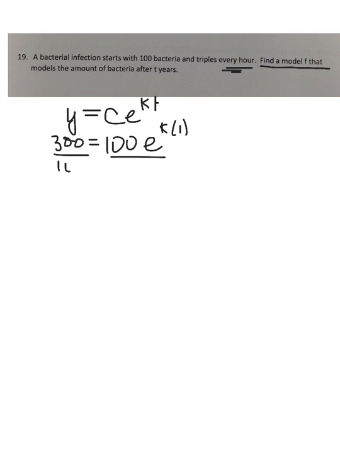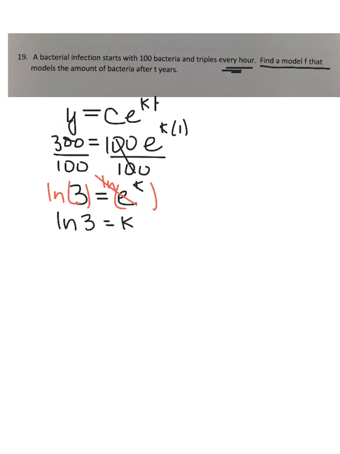So I'm going to divide out the 100, and that's going to give me 3 equals e to the k. All right, well, just like all the other ones, I have an e, and I have an exponent that I need to figure out, so the way I can drop that down in front is by ln'ing. And that's going to drop that k down. So then I have the ln of 3 equals k.